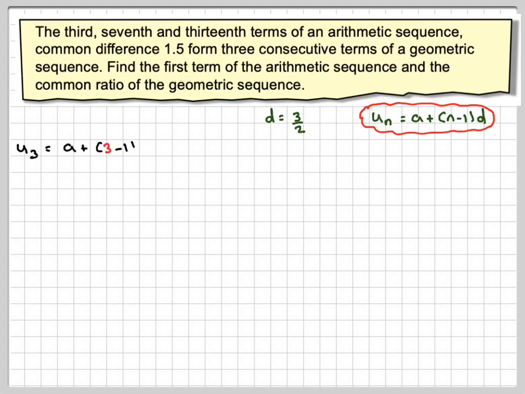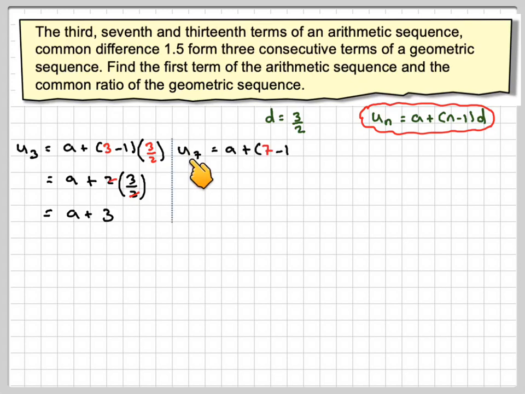So we know that the third term will be the first term plus, using this formula here, 3 minus 1 times the common difference 3 over 2. So that becomes a plus 2 times 3 over 2. The 2's will cancel out, and we're left with the third term is a plus 3, which is the first term plus 3.